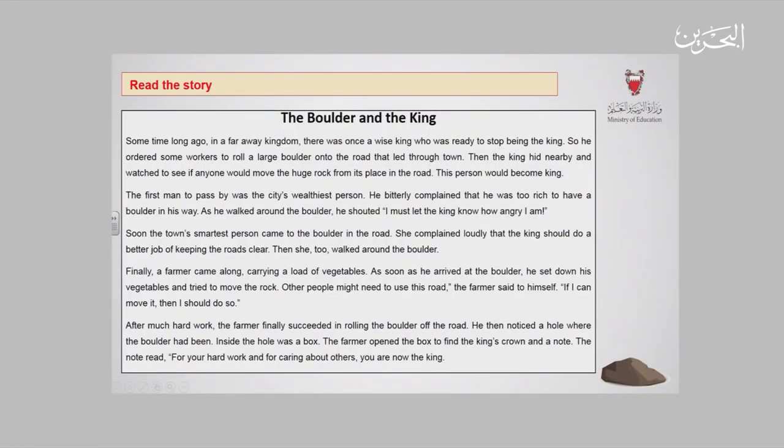Let's read it all together again. The Blunder and the King. Sometime long ago, in a far away kingdom, there was once a wise king who was ready to stop being the king. So he ordered some workers to roll a large blunder onto the road that led through town. Then the king hid nearby and watched to see if anyone would move the huge rock from its place in the road. This person would become king.